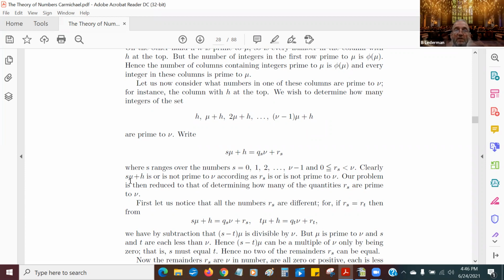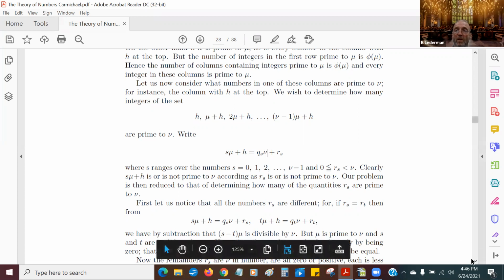So clearly s mu plus h is or is not prime to v, as the remainder is or is not prime to v, because I have the v right there. If the remainder shares a factor with v, then the whole left side shares the factor. If the remainder does not share a factor with v, the left side does not share any factors. So really, that's what's good. Now, notice that all of the numbers rs are different. All of these remainders, when I go through this process, are going to be different. I'm going to show you this on an actual example, and you'll see more clearly. But let's just go through it here.